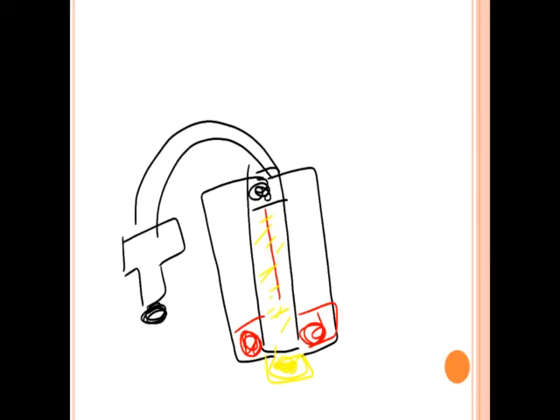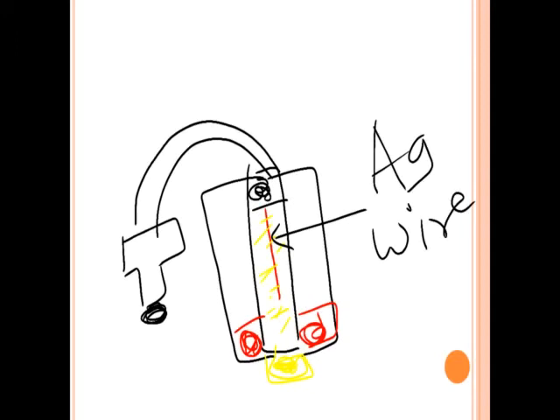So this is the diagram for the reference electrode, that is the silver chloride electrode. Here the central red color line is nothing but the silver wire. It is Ag wire, and this silver wire is coated with silver chloride. So what is this red color? It is the silver chloride coated silver wire or Ag wire.